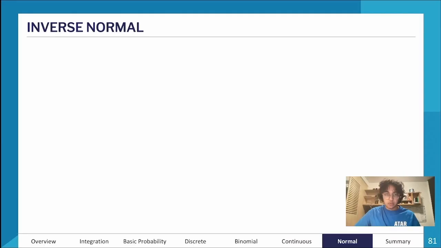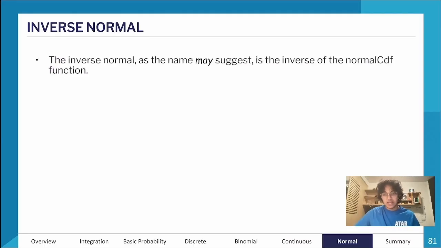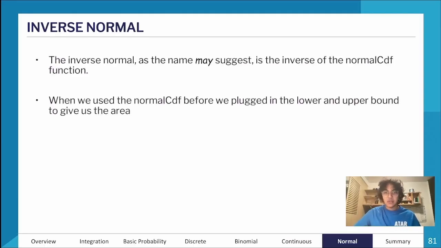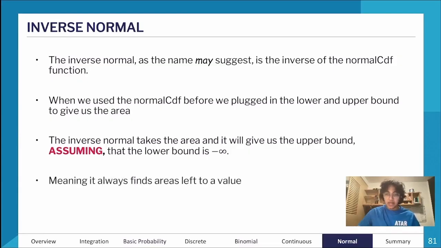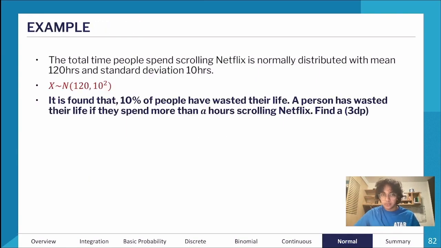All right, let's talk a bit about the inverse normal. So the inverse normal is the inverse of a normal CDF, right? So whereas the normal CDF gives us the probability, the inverse normal gives us the upper bound, assuming that we're taking the lower bound as negative infinity. So it always finds the area to the left of a value, okay?